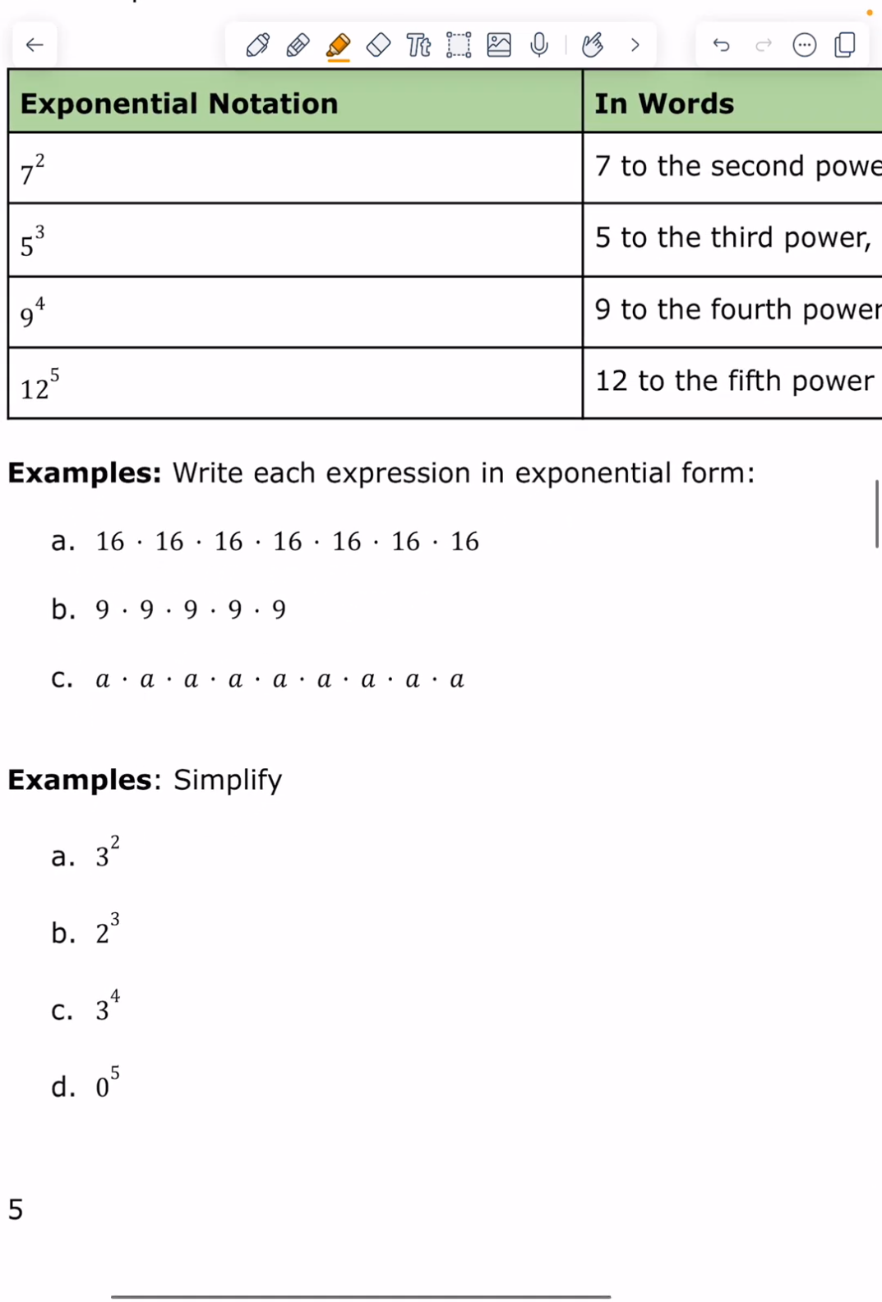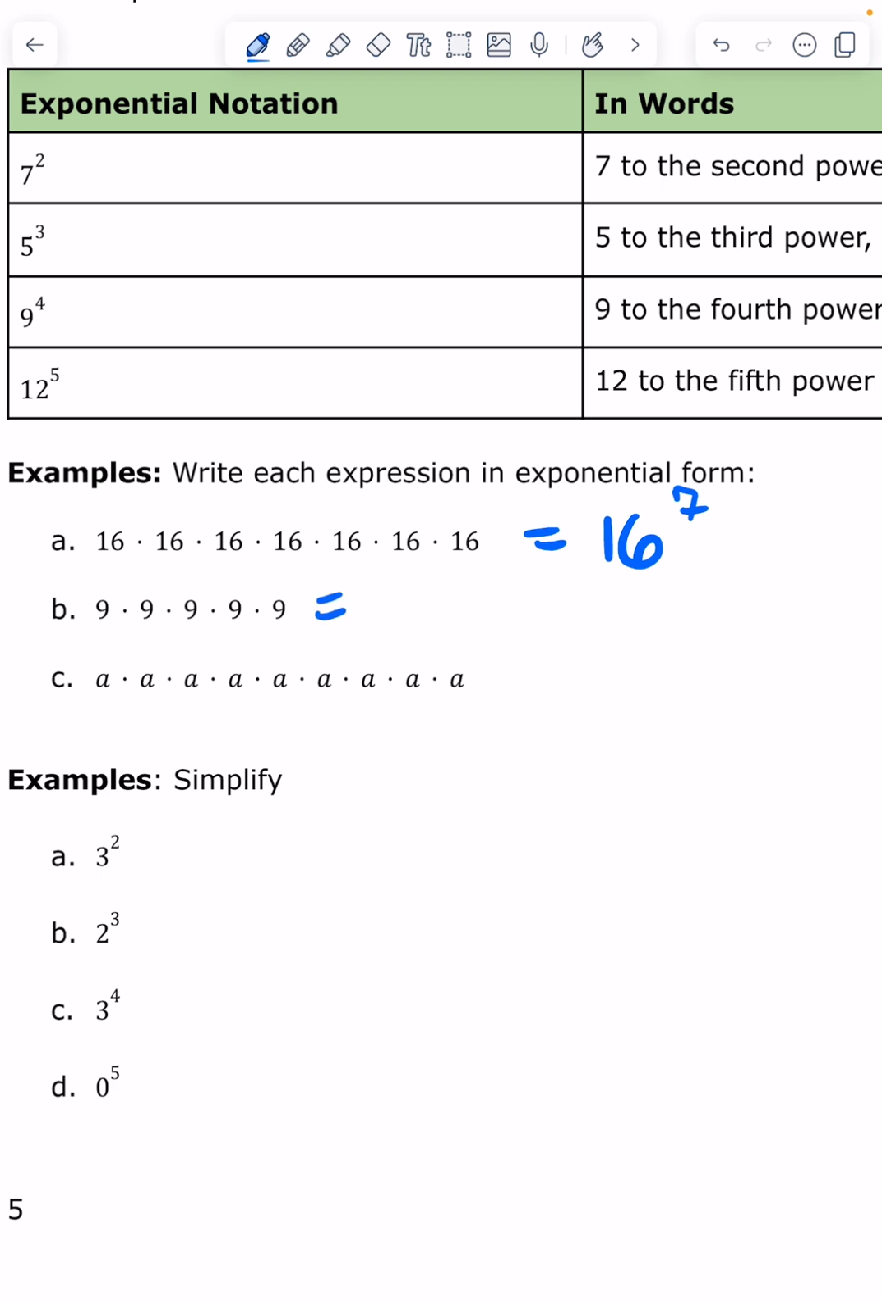Our first examples are writing each expression in exponential form. For A, it's 16 times 16 times 16 times 16 times 16 times 16 times 16. So the base is 16, and I count up how many 16s there are: 1, 2, 3, 4, 5, 6, 7. It's being multiplied by itself 7 times, so that's the same as 16 to the 7th power.